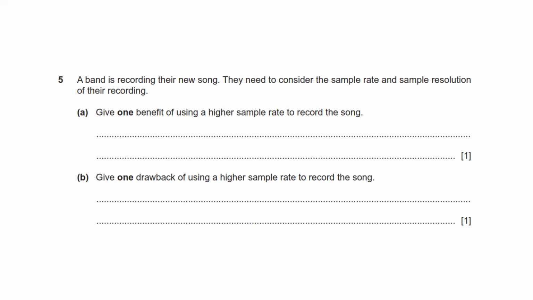So moving ahead, question number 5, it says a band is recording a new song. They need to consider the sampling rate and sample resolution of their recording. Okay. So give one benefit of using high sample rate to record the song.